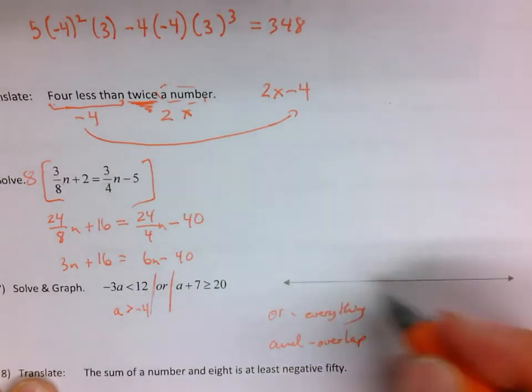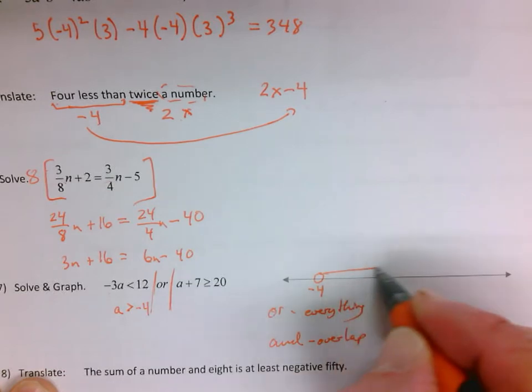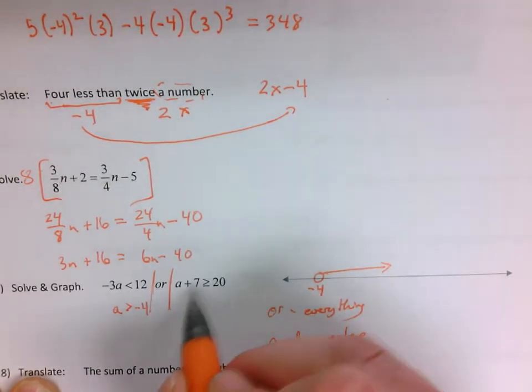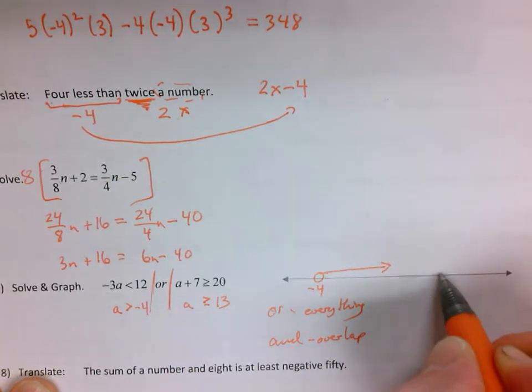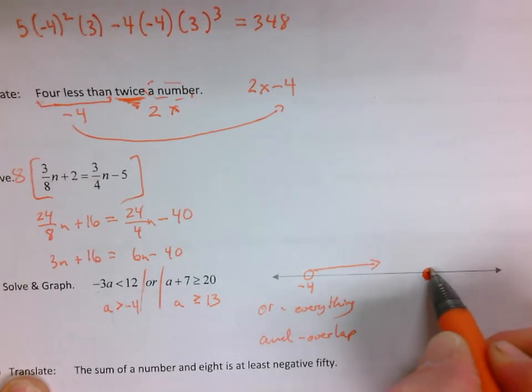I don't look at the second equation. I just graph a is greater than -4. It's going that way, everything bigger than -4. Go over here, solve, subtract 7. A is greater than or equal to 13. So I graph that one, 13, going that way.